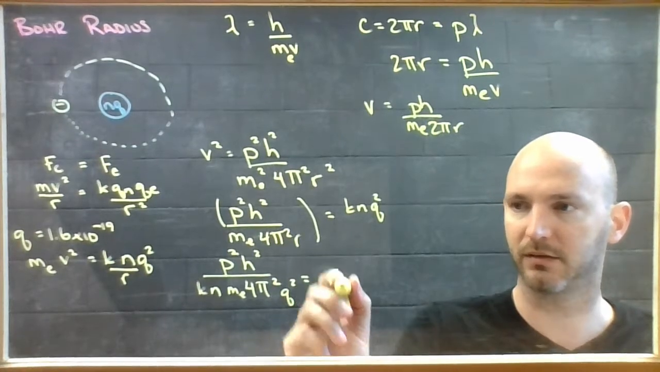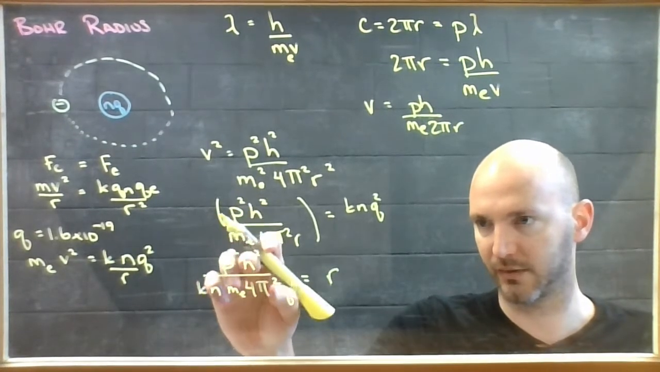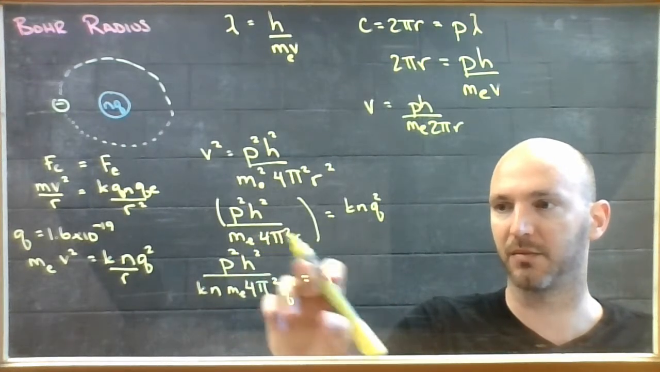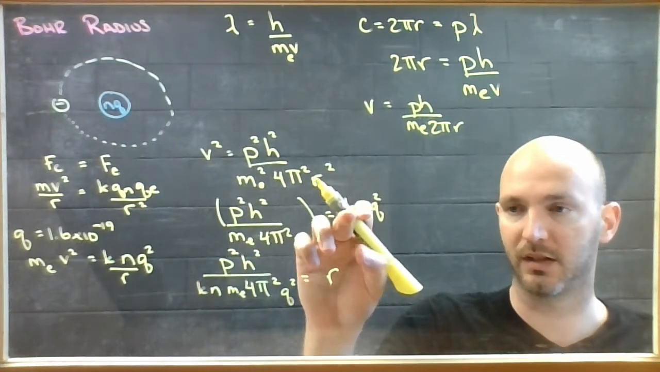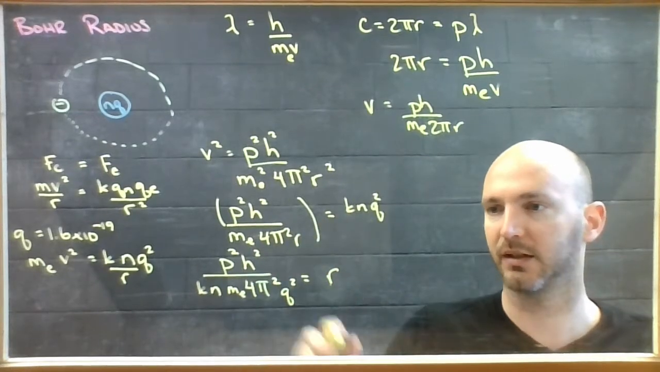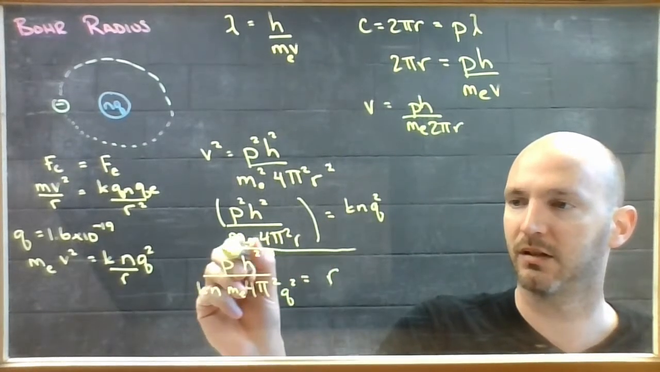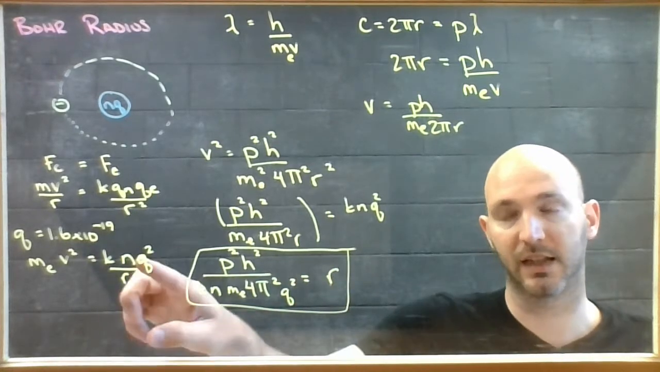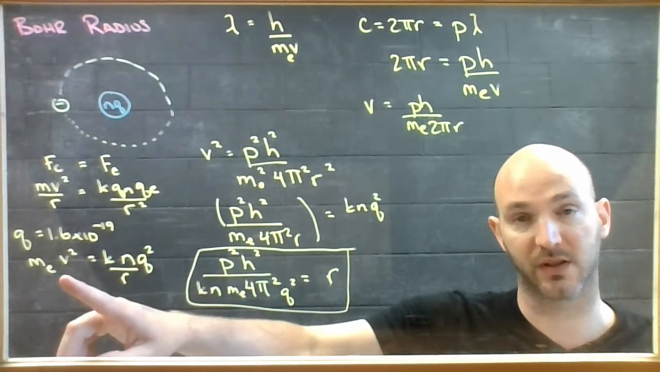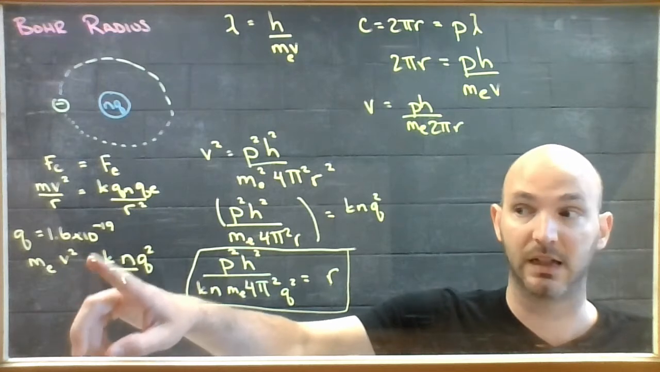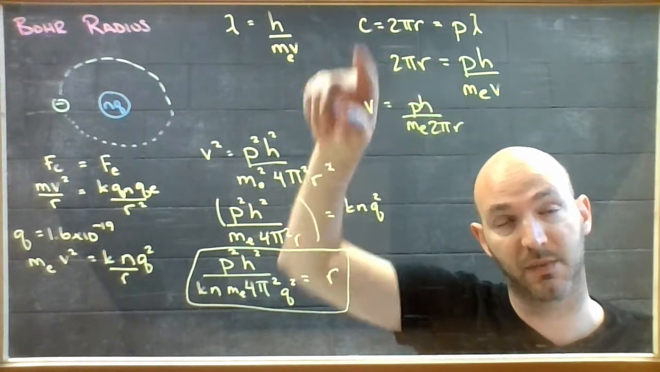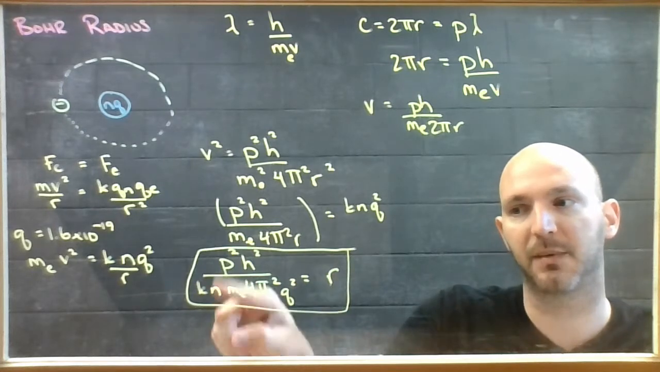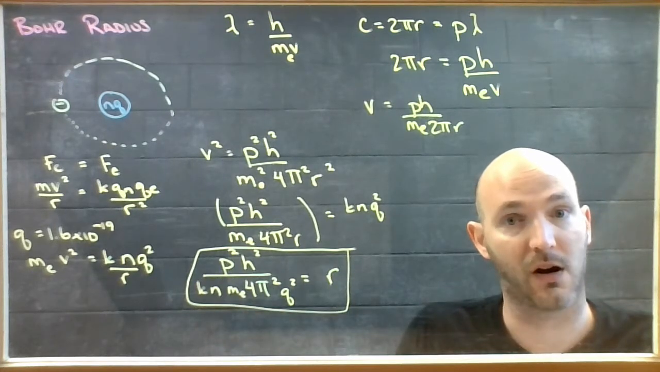Equals r. I got everything: h squared, the mass of the electron, 4 pi squared, the radius came up, the mass of the electron, k and q squared are down there. Here we go. So those two conditions together, that the electrostatic force has to be sufficient in order to create a circular orbit, and that that circular orbit has to be some integer number of full wavelengths of the electron, end up giving me an equation for r.